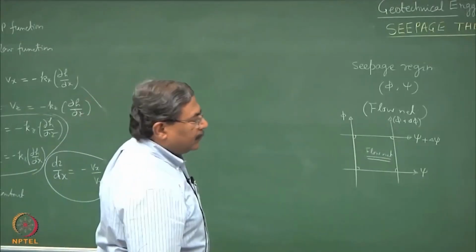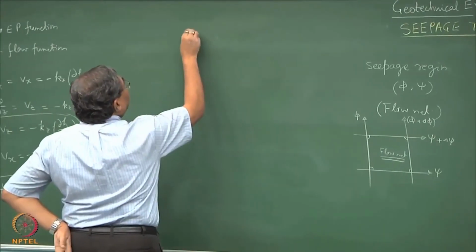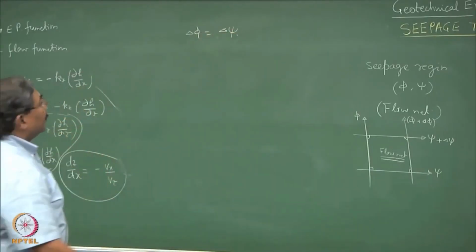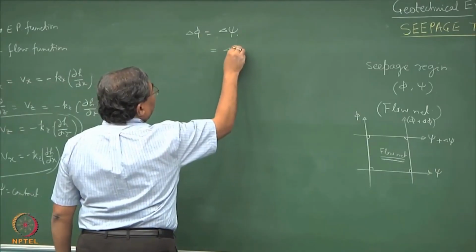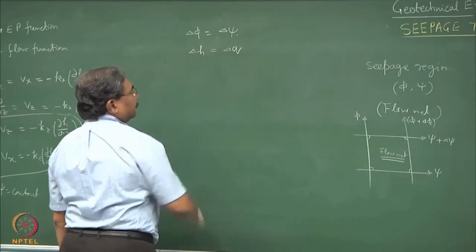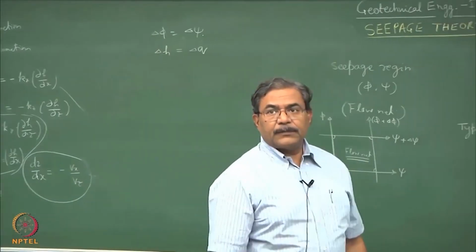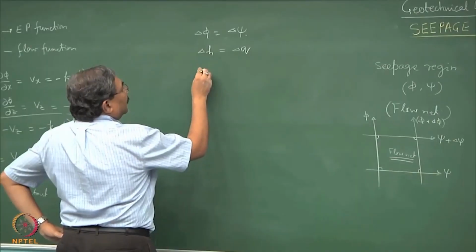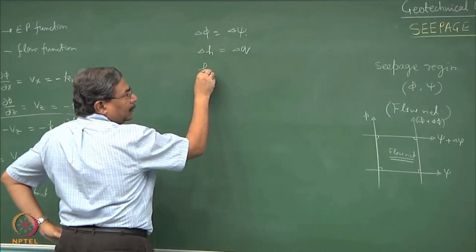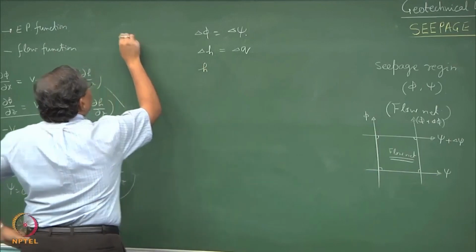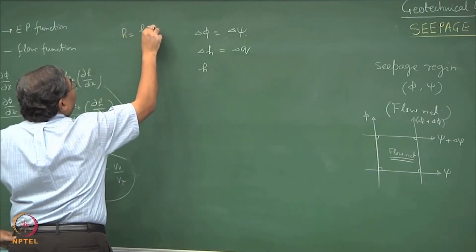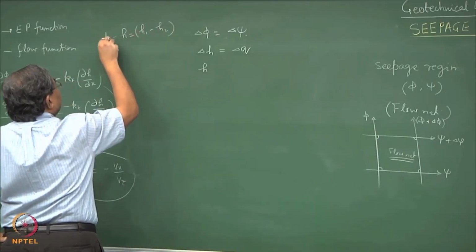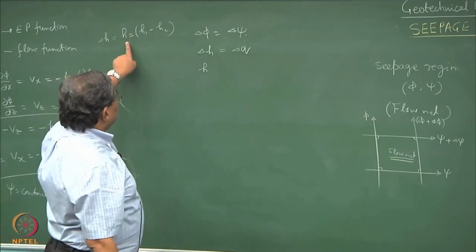Suppose I start from this function, that is delta phi is equal to delta psi. This is nothing but delta q and this will be delta h. Now, if I introduce two terms, that is the total head, you remember the h is equal to h 1 minus h 2, which is also equal to delta h. So, this head is causing the flow to occur.